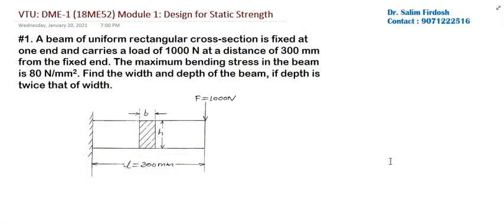Today we'll solve the first numerical in Design of Machine Elements DME-1, Module 1, Design for Static Strength. The problem is like this. A beam of rectangular uniform cross-section is fixed at one end and carries a load of 1000 Newton at a distance of 300 mm from the fixed end. The maximum bending stress in the beam is 80 Newton per mm square. Find the width and depth of the beam if depth is twice that of width.